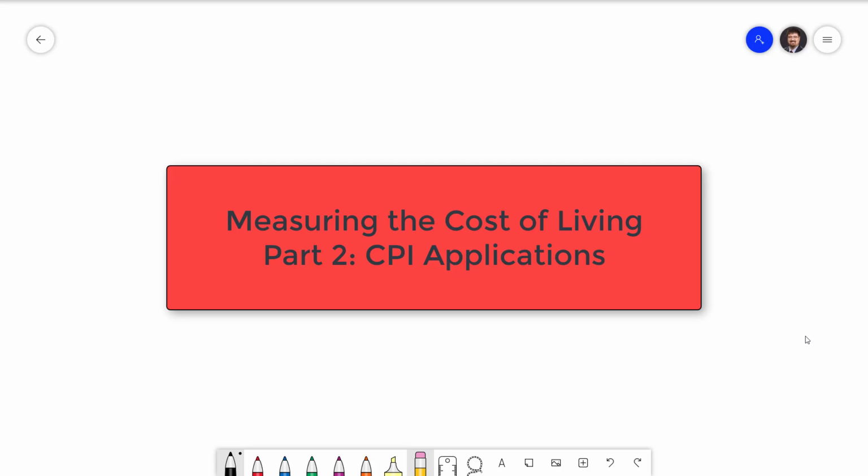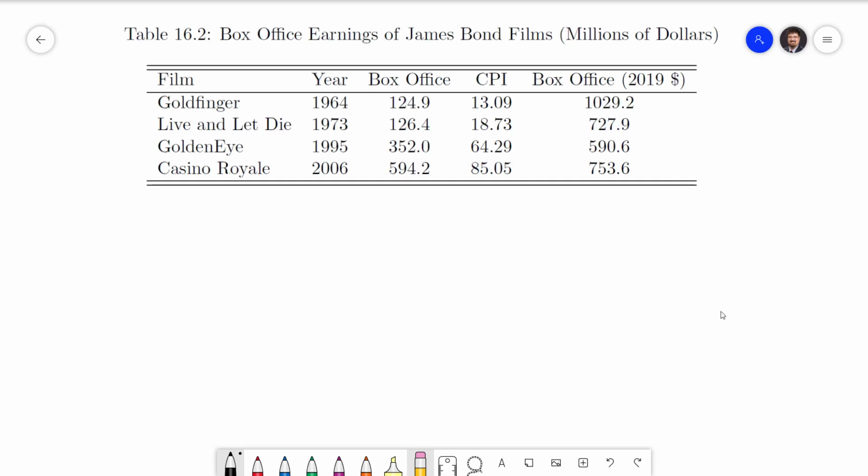In this video we're going to talk about a few applications for the CPI. Calculating price levels by the CPI, or GDP deflator if you want, are useful for comparing dollar amounts across time.